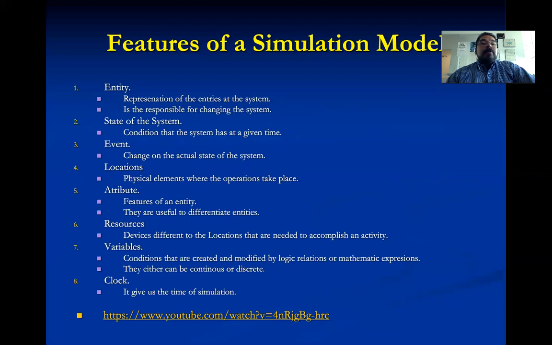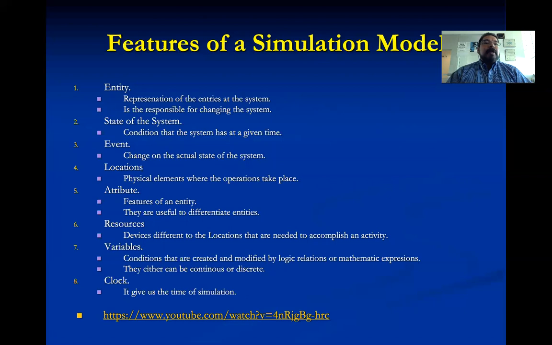Continuing with a Starbucks facility, we can safely say that clients are the entities, the representation of the entries. A client arrives, and then the process of Starbucks starts right there. If we are talking about a gas station, we can see the cars as the entities that are responsible for changing the system. Another feature is the state of the system, a condition that the system has at any given time. If I were able to take a picture of any facility, a gas station, a movie theater, a supermarket, there would be the state of the system.